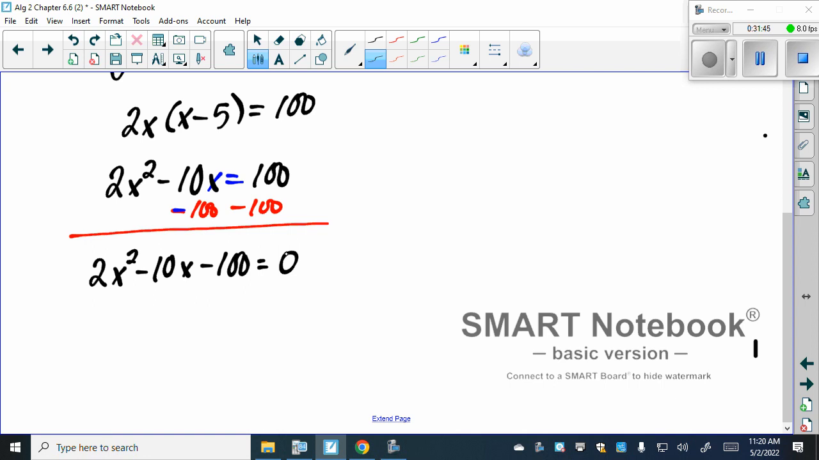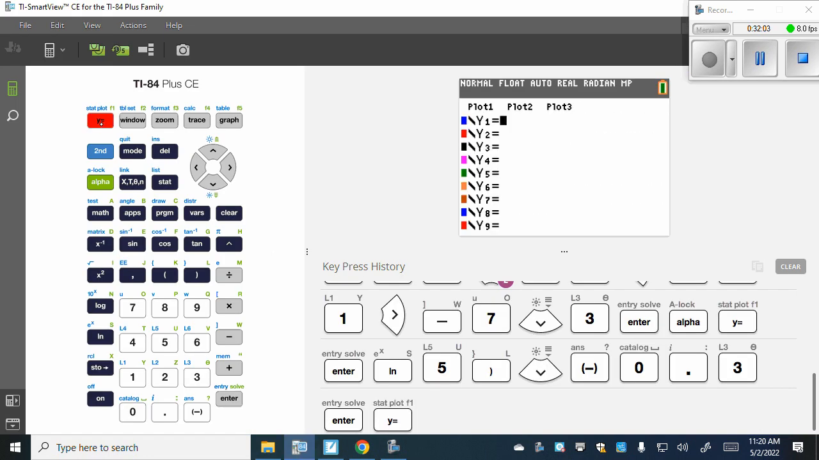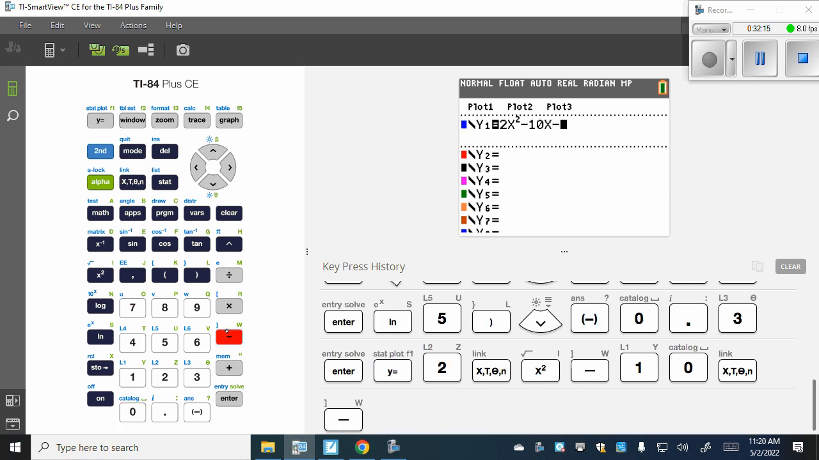Now, there's 3 different ways we can go about solving this quadratic. We can use the quadratic formula, we can factor it, or we can graph it. Which way do y'all want to do? Why don't we try graphing first? Because whenever we graph it, we're just looking for what value of x is going to make this function equal what? 0, yes? So we can type in 2x squared minus 10x minus 100. We're just trying to see where the y value is 0.